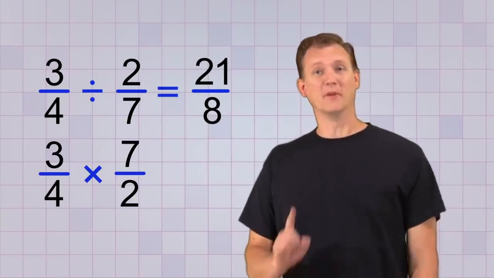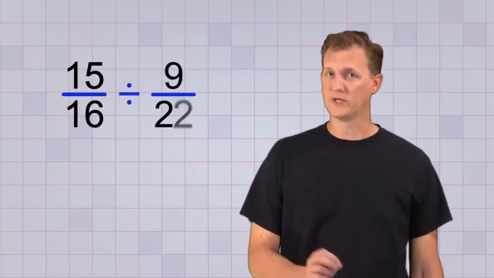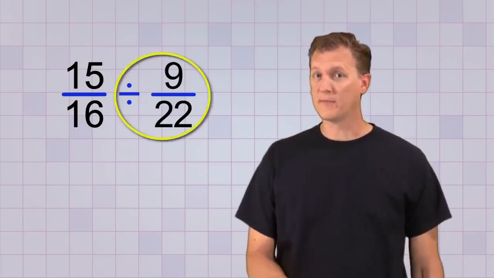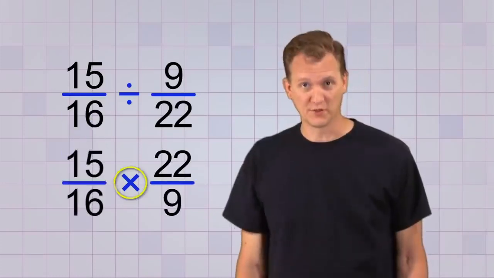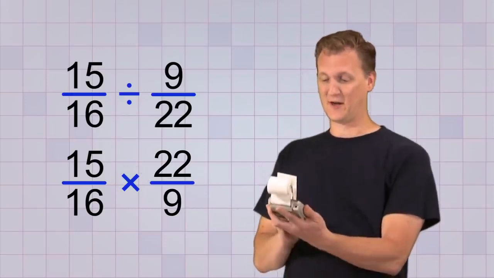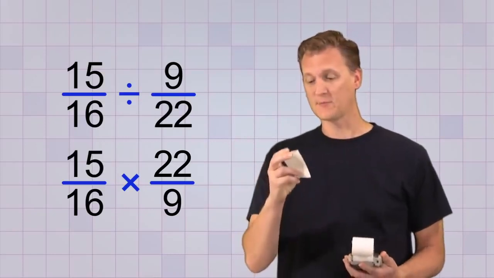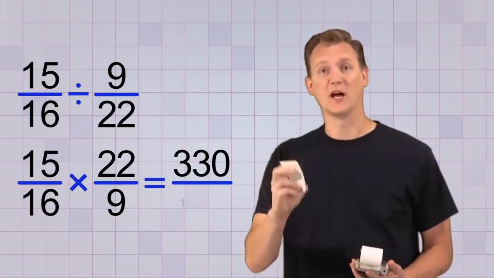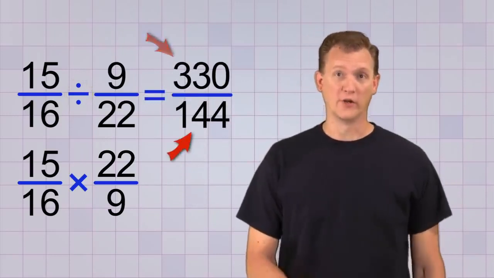So that's pretty easy, but let's try one more example. Let's try 15 over 16 divided by 9 over 22. Again, the first thing we want to do is rewrite our problem. We'll change the divided by 9 over 22 into times 22 over 9. Now all we have to do is multiply. But since these numbers are kind of big, I'm going to use my calculator to help. Let's see here. On the top, we have 15 times 22 equals 330. And on the bottom, we have 16 times 9 equals 144. So the answer to our division problem is 330 over 144.